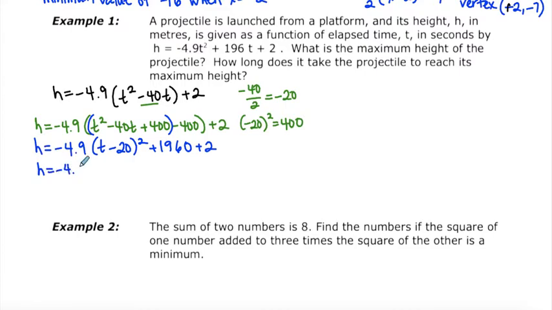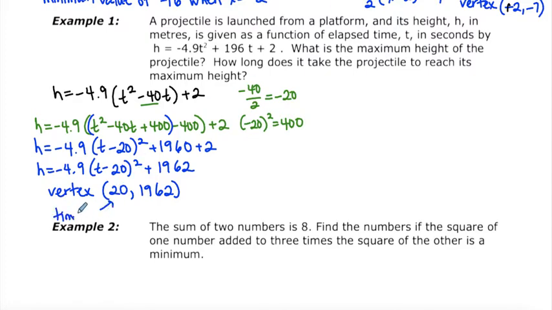So just to simplify those last two terms, I have 1,962. So I can say that this parabola has a vertex at the coordinate (20, 1,962). So what does this represent? Well, the 20 represents the time, and that's in seconds. The 1,962 represents the height, and that's measured in meters. So we know that it has a maximum height of 1,962 meters when the time is at 20 seconds.